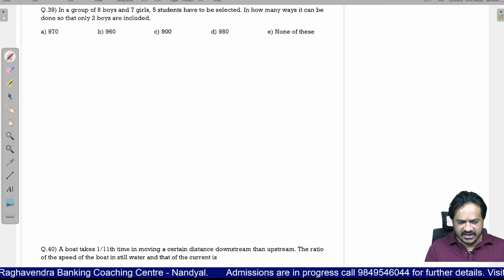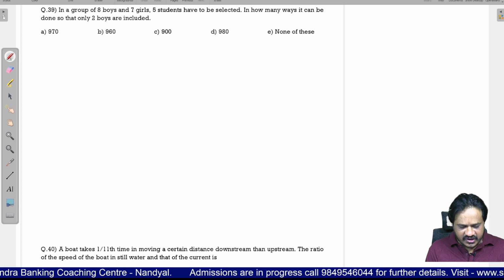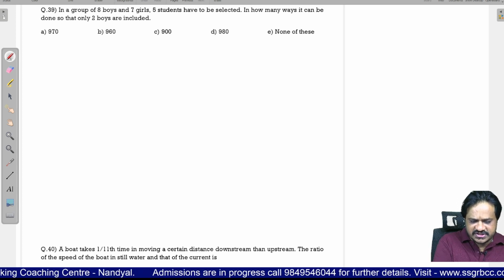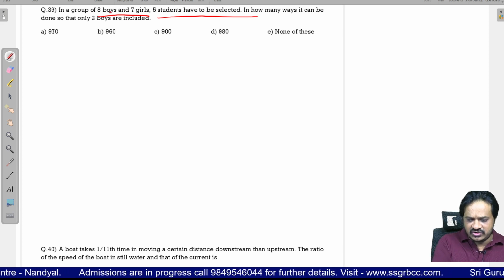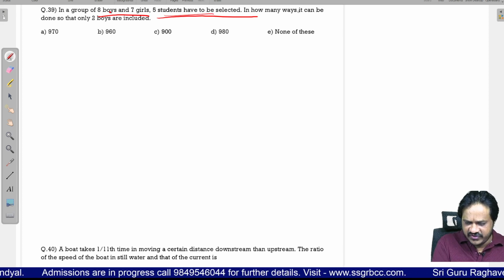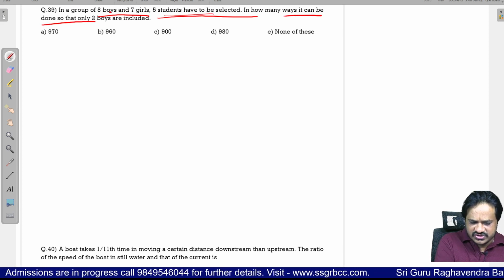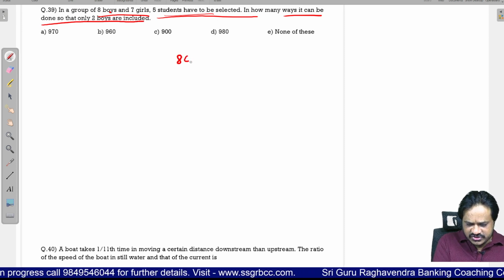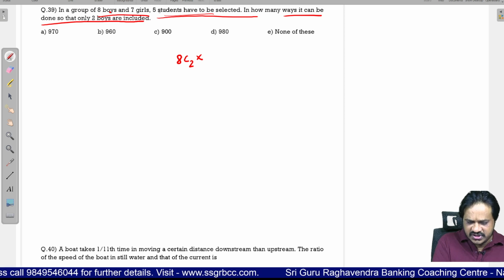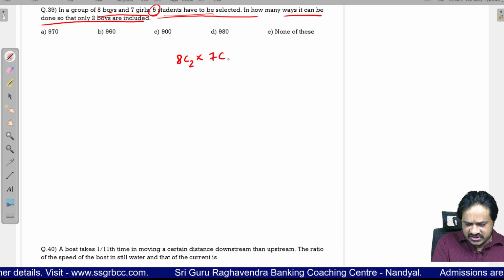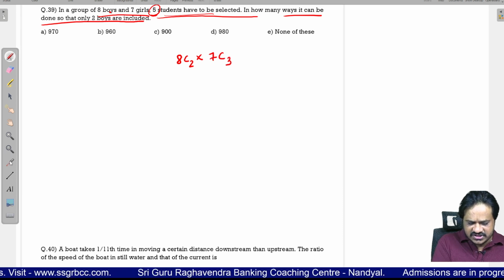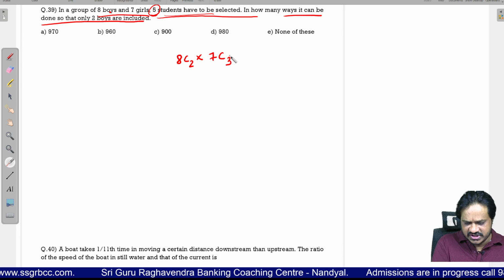Next 39 question. In a group of 8 boys and 7 girls, 5 students have to be selected. There are total 8 boys and 7 girls, you have to select 5. In how many ways it can be done so that it include only 2 boys. That means out of 8 boys, you should select only 2 boys. Now we should select 5 students. After selecting 2 boys, remaining 3 will be girls. So that 3 members should be selected from girls. We are having 7 girls, we should select 3 girls.